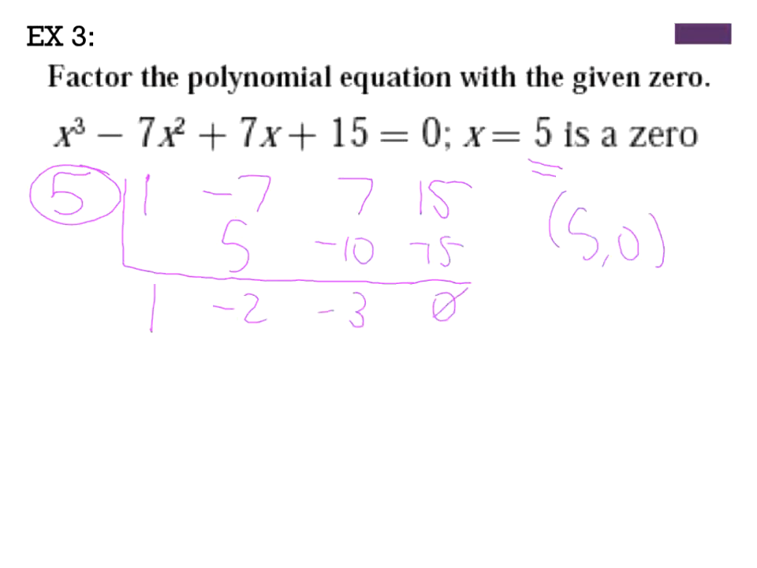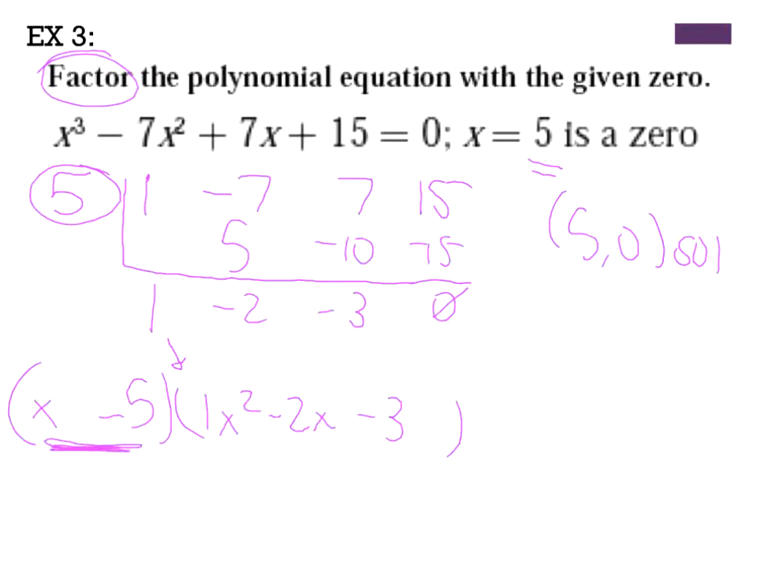Everybody good? So 5, 0 is a solution, which is awesome, which means what is my factor? So if 5 was a solution, I would have to say x minus 5 is the factor. Right? Solutions and factors are always opposites of each other. Now we're going to rewrite the rest of my equation. This will become 1x squared minus 2x minus 3.